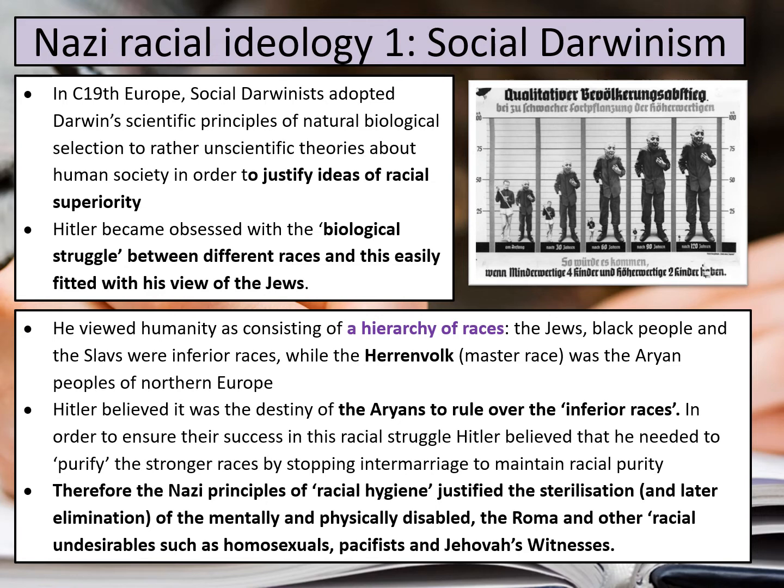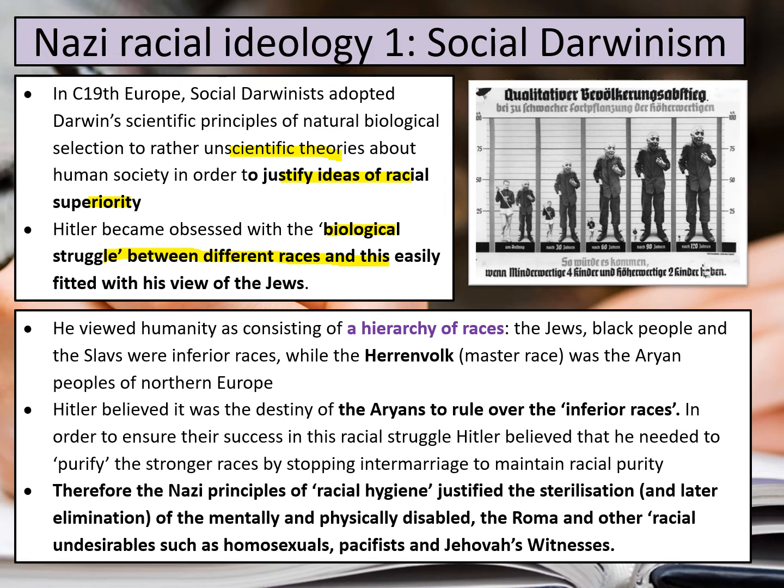So in 19th century Europe, social Darwinists adopted these theories of natural biological selection. They then applied it in a rather unscientific way to human society in order to try and justify their ideas of racial superiority. Hitler himself became obsessed with the idea of the biological struggle between different races, and this fitted with his ideas on groups like the Jews.